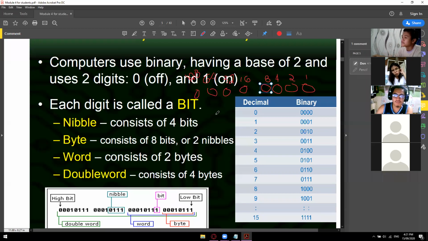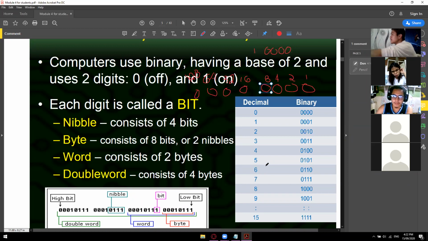Okay? Or 8-digit. So, double lang yan. Nagdo-double lang. Times 2. Okay? So, again, let's say gusto ko ng value ng 16. So, wala na yun dito. So, ang value ng 16 in binary is 1, 0, 0, 0, 0, 0. Okay?